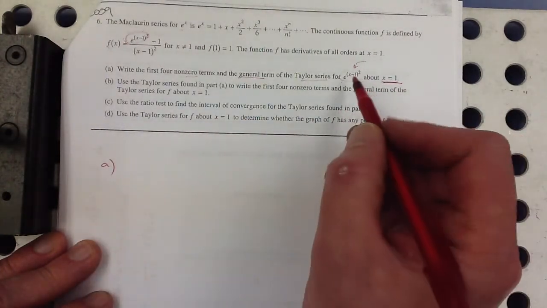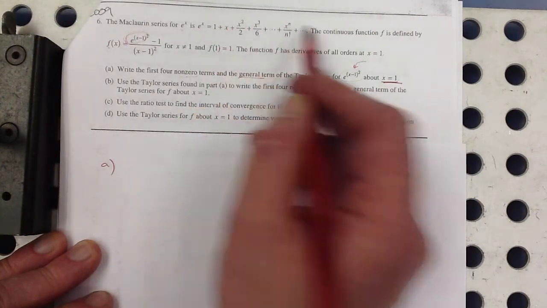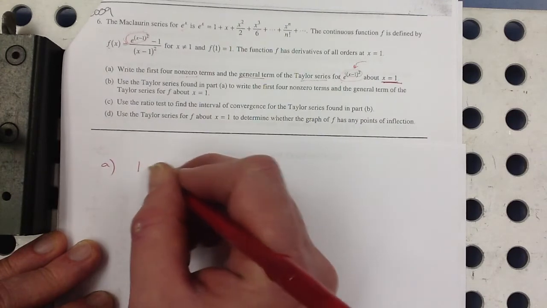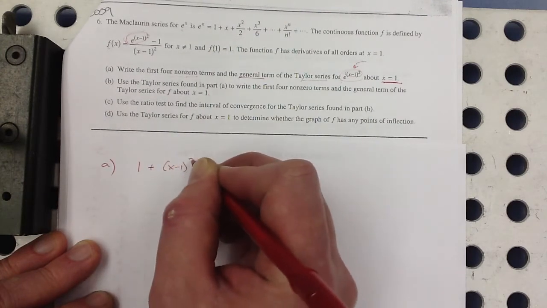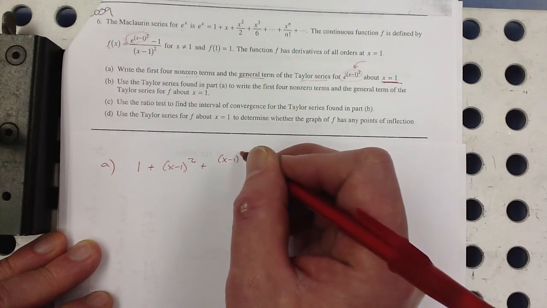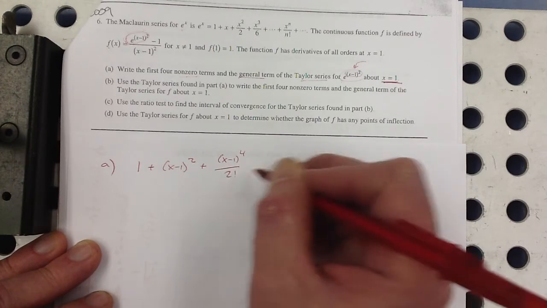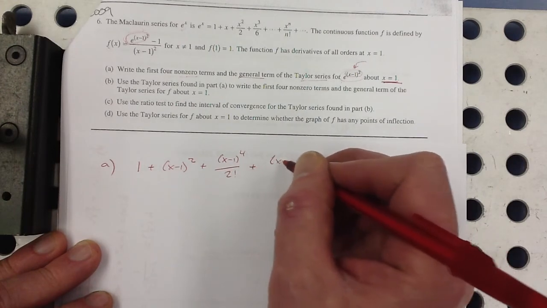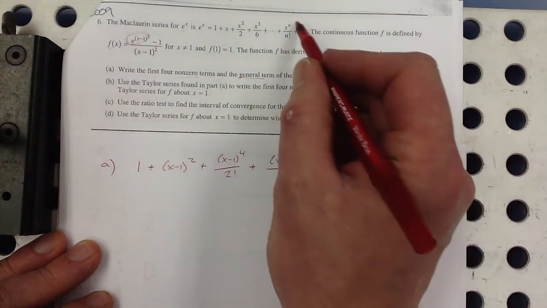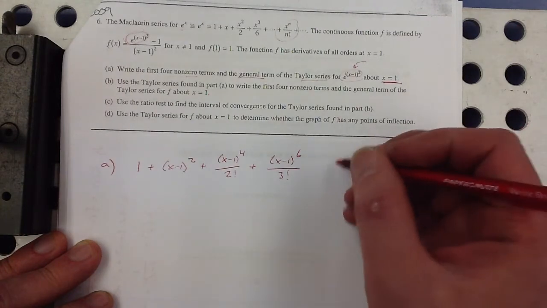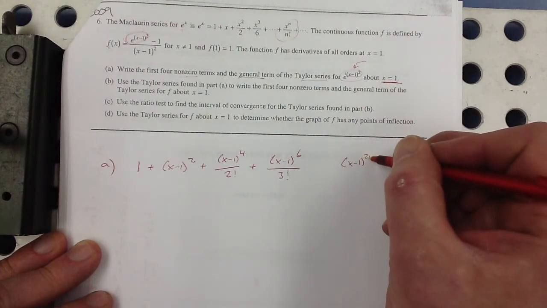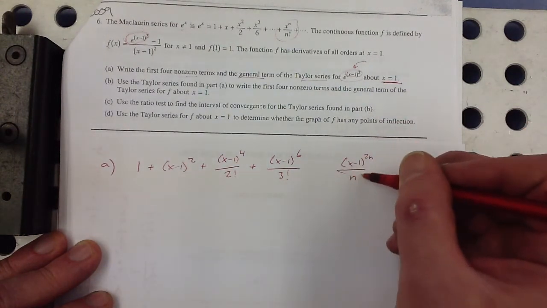Alright, so that means everywhere I see an x in this series, I just have to plug in x minus 1 squared. So that's going to be 1 plus x minus 1 squared plus x minus 1 to the 4th over 2 factorial plus x minus 1 to the 6th over 3 factorial. And then in general, I'm just plugging in that, so it would be x minus 1 to the 2n, because of the squaring, over n factorial.